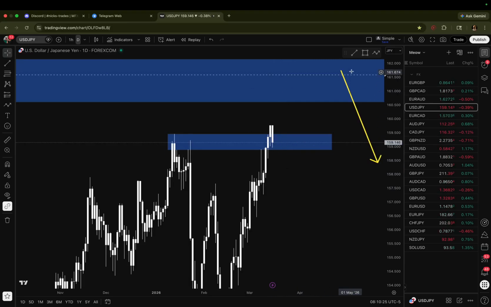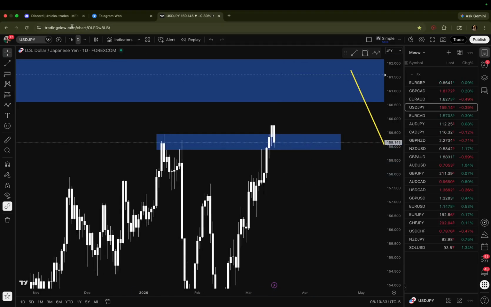And if we break back down below, I might look to take a little break and retest trade to sell off this little region, looking for a little bit of a bounce. We'll have to see what she does though.